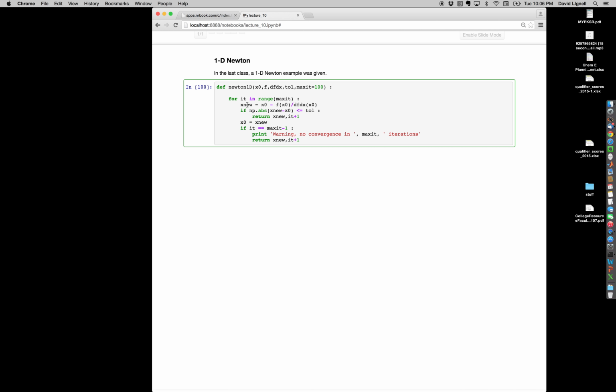And then finally, after the error check, we need to reset our values. So we've just taken a new step, so we need to say our old value is now our x new value, and then we're going to start over. It returns if it hits the tolerance, and if it reaches the maximum number of iterations, then we print a warning, and we return the current solution value.